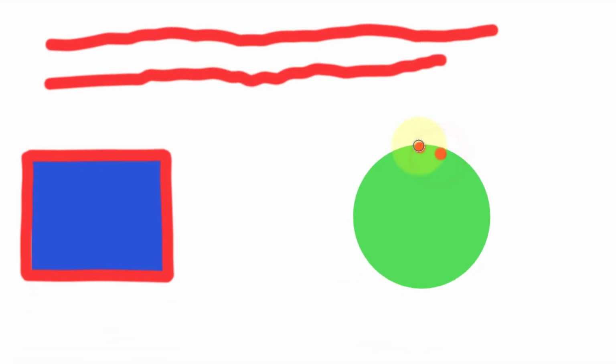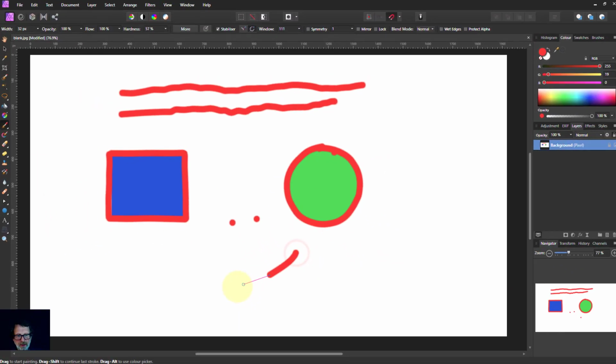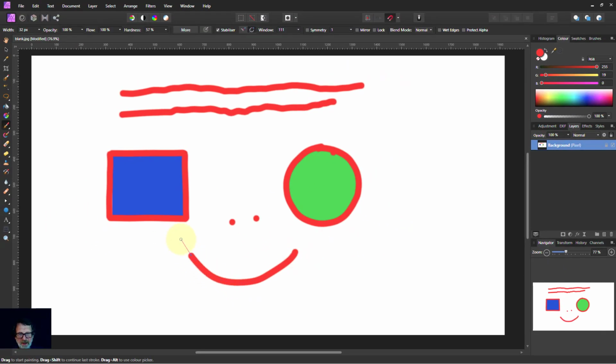So if I want to draw around this circle, let's get rid of that, never mind. I just need to keep my little circle where the mouse is pretty much on the edge. I can go fairly fast and see how smooth it is. So it gives you a lot more control in that way. So I can even draw a nice little smile here. How about that?